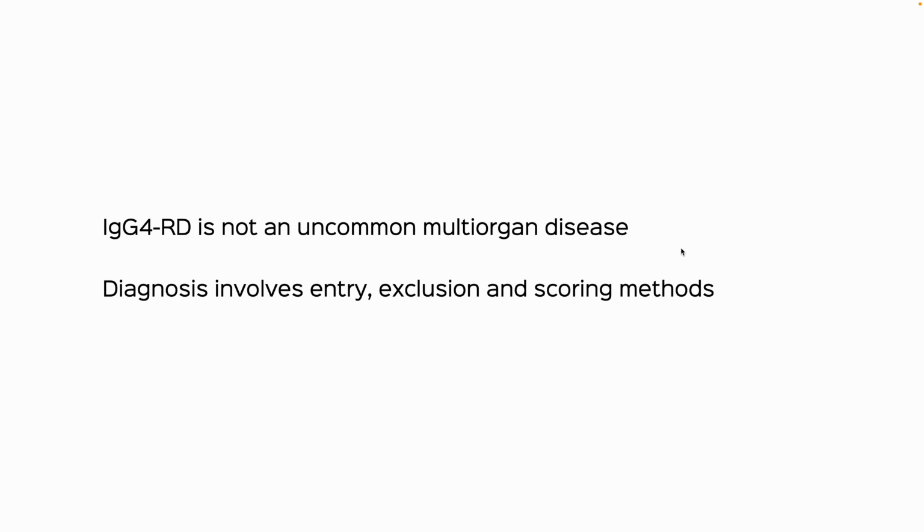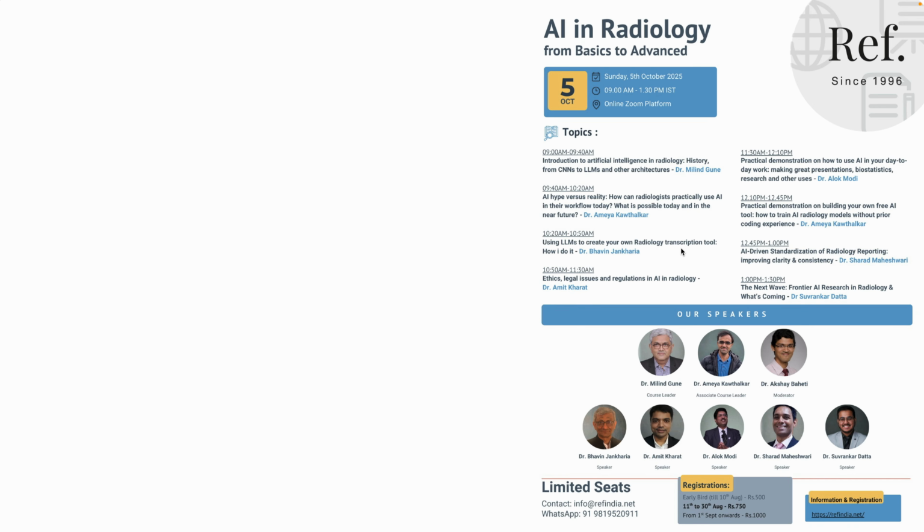So, to summarize, IgG4 related disease is not an uncommon multi-organ disease. We should think about it. The diagnosis should be triggered whenever we see simultaneous multi-organ involvement, and diagnosis involves entry, exclusion, and scoring methods. And it's a good idea to be a little aware of this and maybe keep a couple of these articles handy to look at as and when we see simultaneous multi-organ disease.